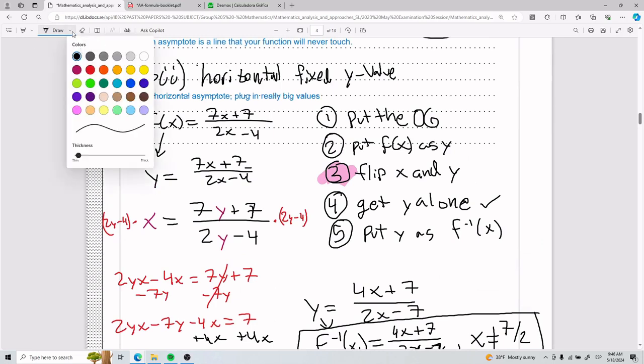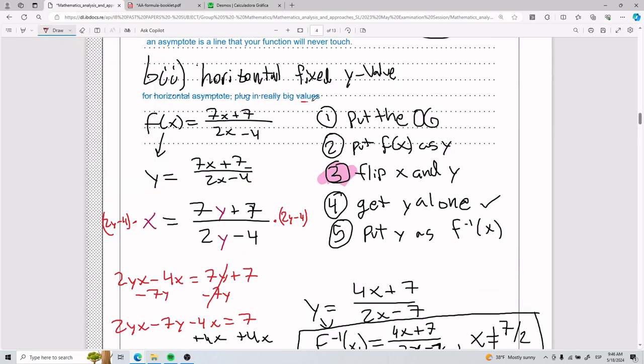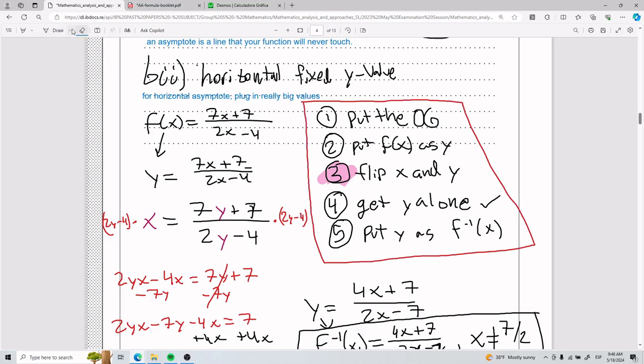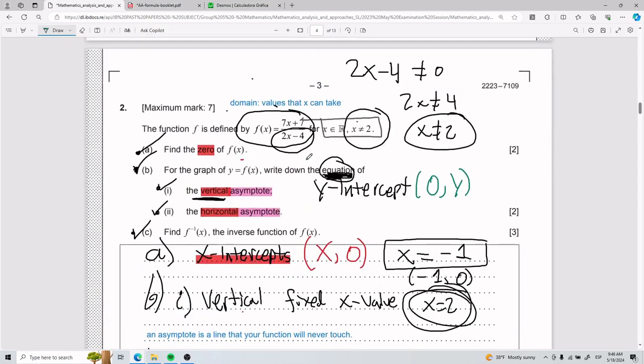See? So again, a little bit of an annoying process, but it's always the same. The big step you have to do is step number 3. Anyways, you guys, that is for number 2, and I hope it helped.